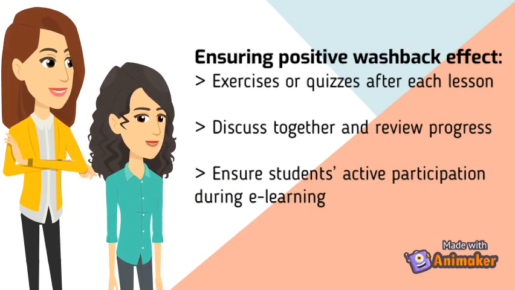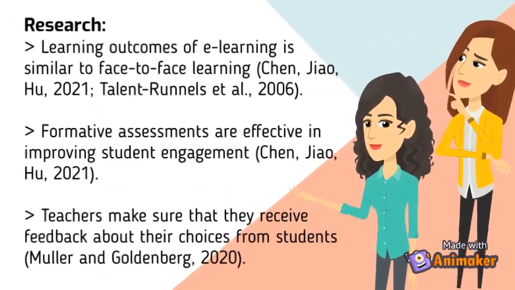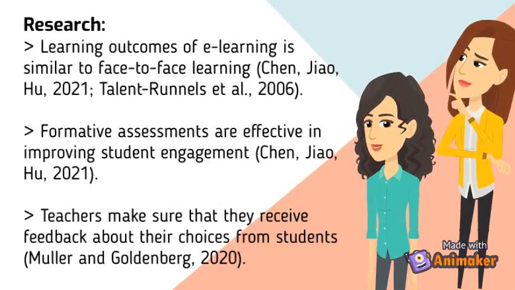Research shows that the learning outcomes of e-learning is similar to that of face-to-face learning. It has also shown that formative assessments have been effective in improving students' engagement during the e-learning process. Finally, research shows that teachers maintain good communication with students by receiving feedback from them concerning the teaching and learning process to ensure the effectiveness of e-learning.